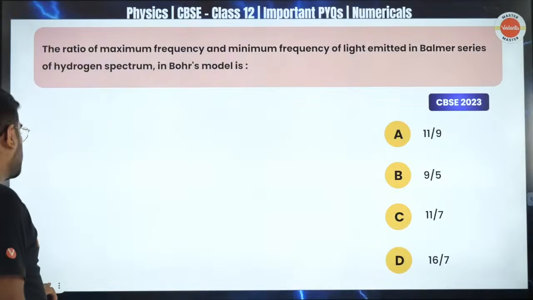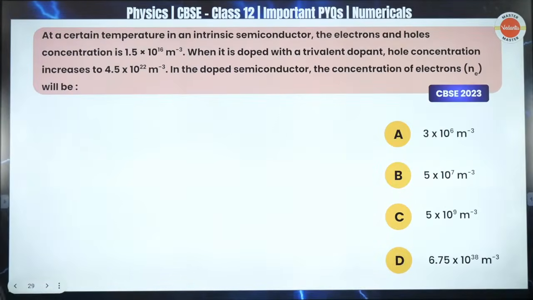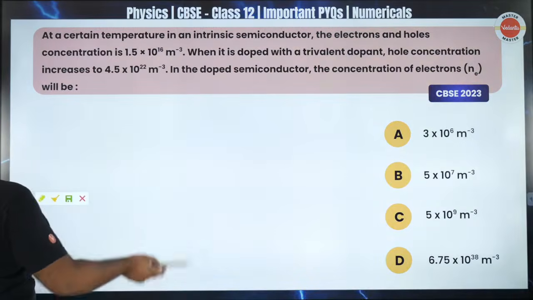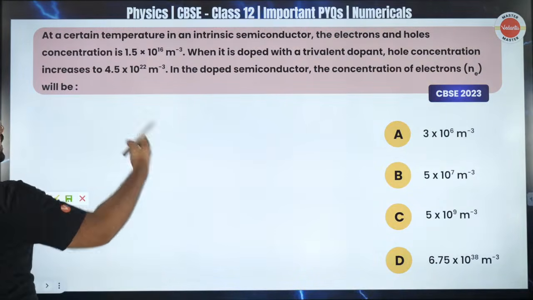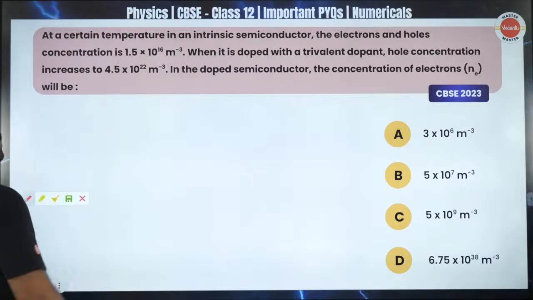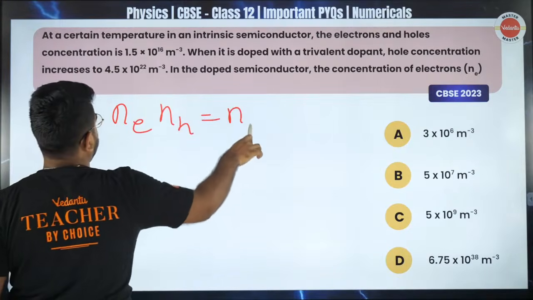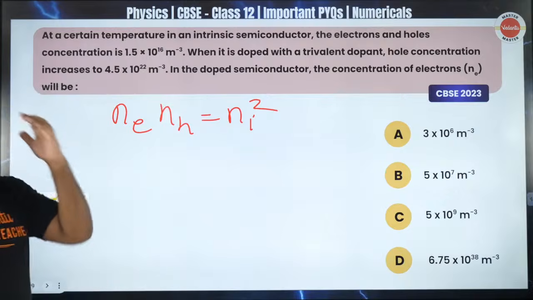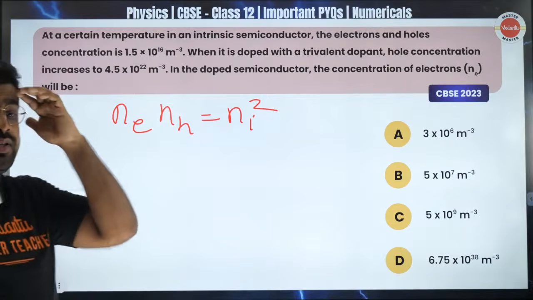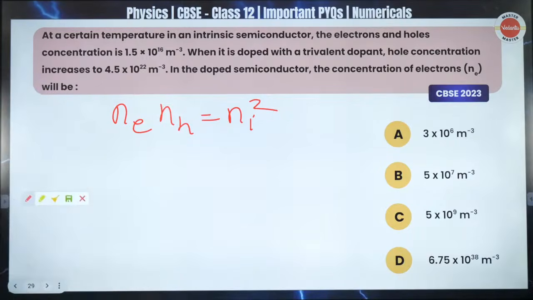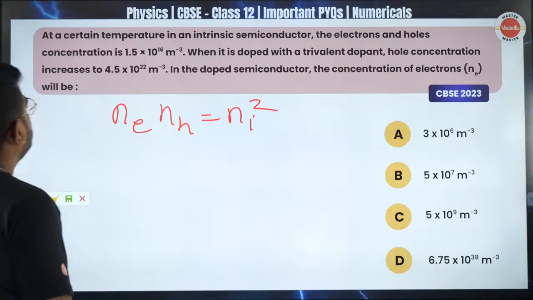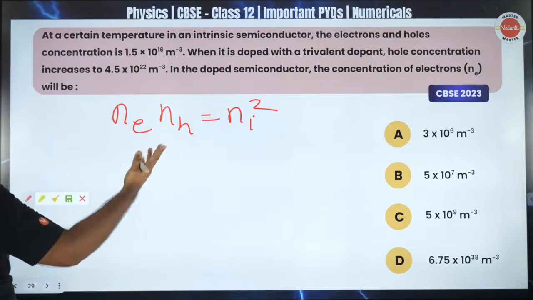Okay, so let's go to the next one. This is from semiconductors. From semiconductors, a few topics are important. This is one of the important formulas: Ne into Nh is equal to Ni square. This is an important formula. Just substitute and you will get the answer.